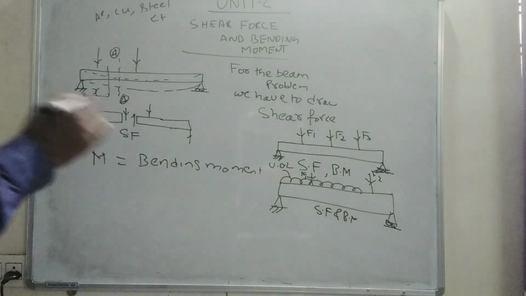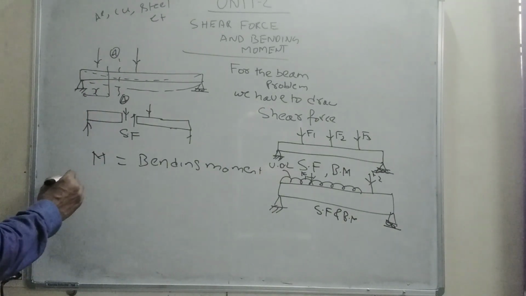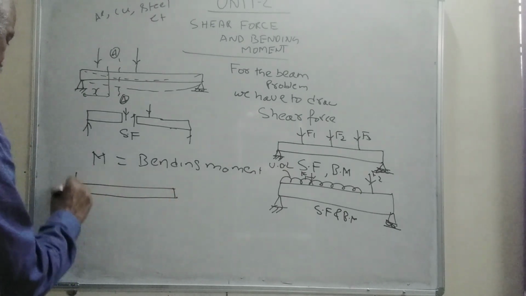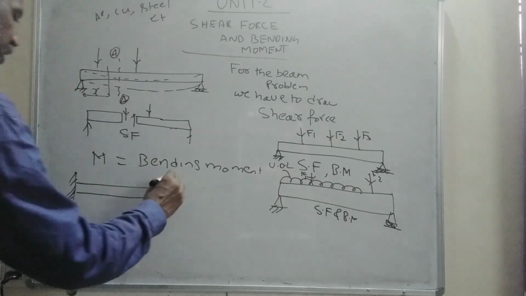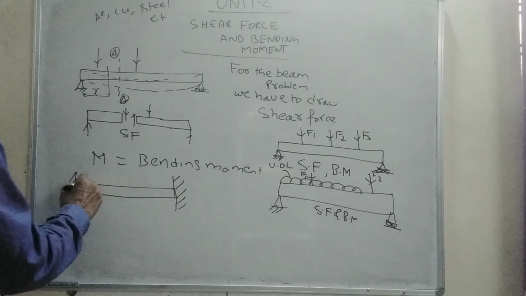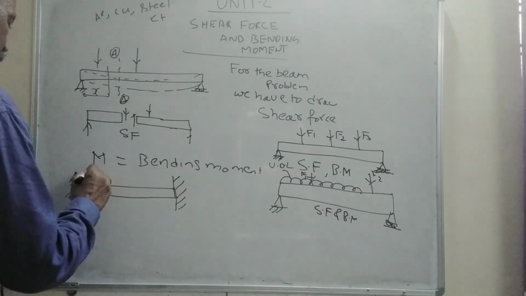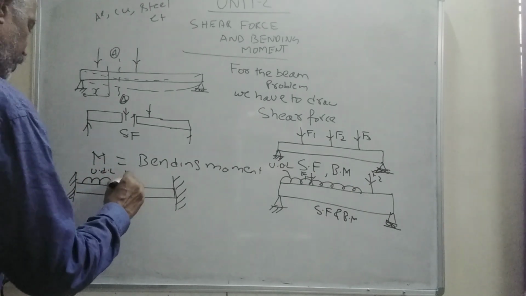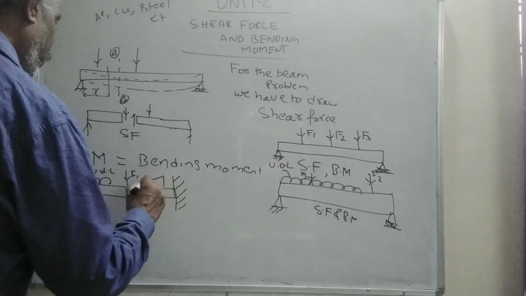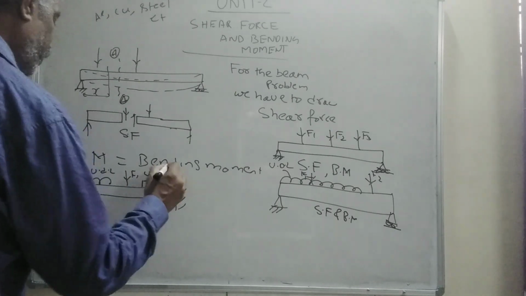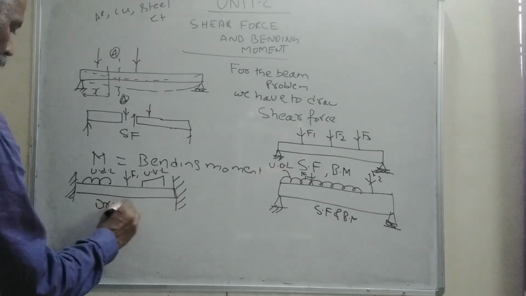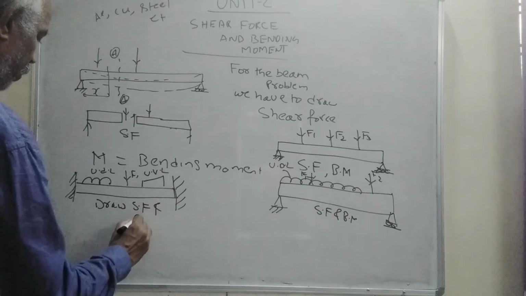So this is about the simply supported beam. And now, the beam will be having fixed at both the ends, or fixed and simply supported at the other end. So in these cases, we have the combination of uniformly distributed load, forces F1, and uniformly varying load. So for this case, draw the shear force and bending moment.